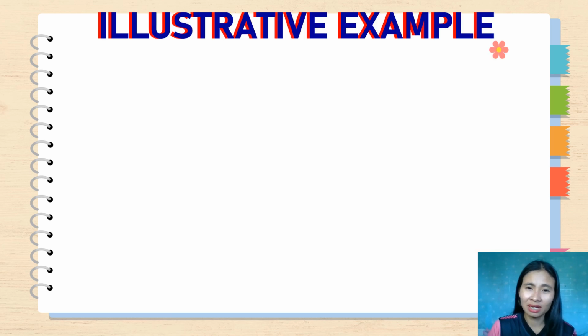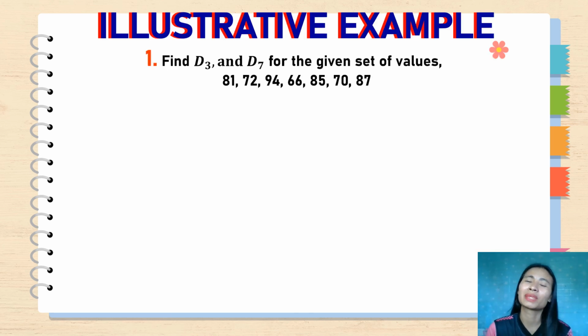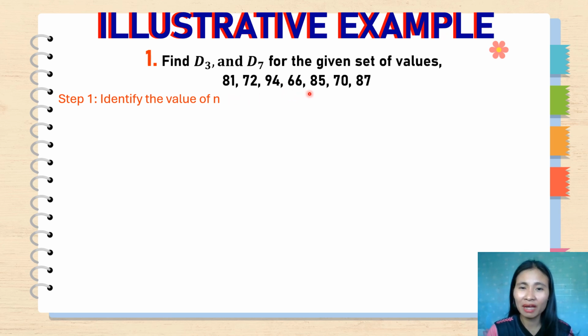So let's try solving this one. Find D3 and D sub 7 for the given set of values: 81, 72, 94, 66, 85, 70, and 87. First, you need to identify the value of n by counting. So we have 1, 2, 3, 4, 5, 6, 7, meaning n is equal to 7.